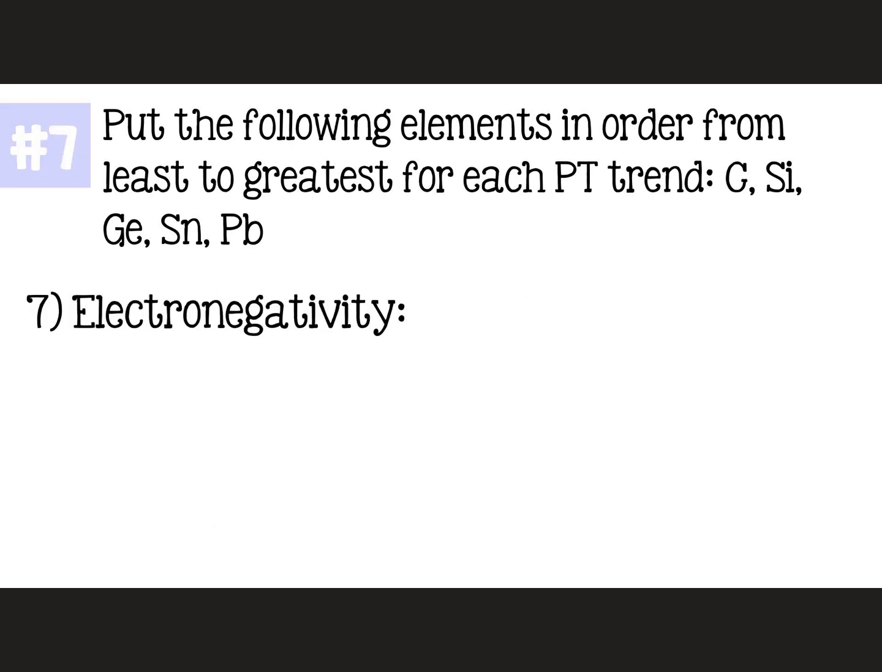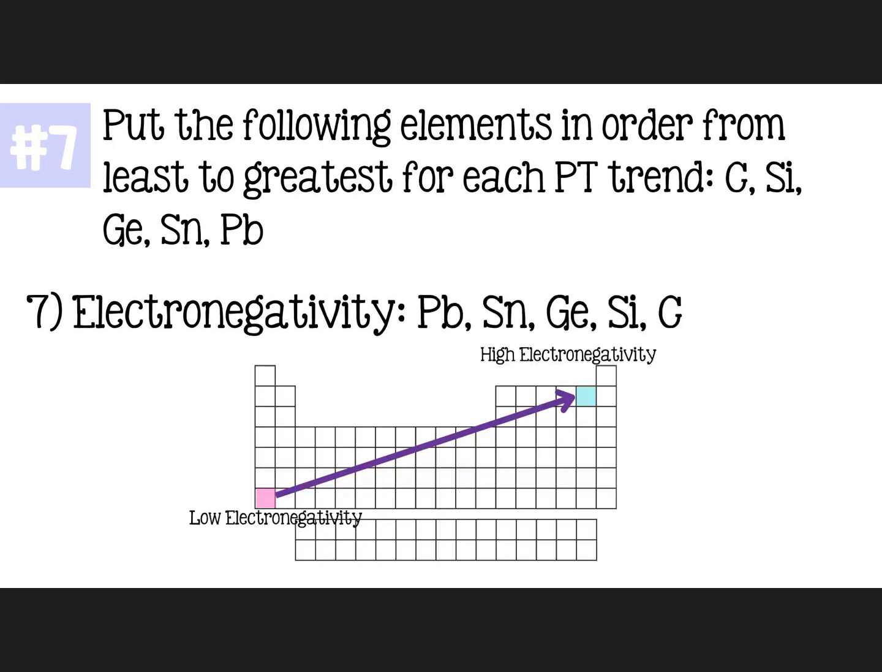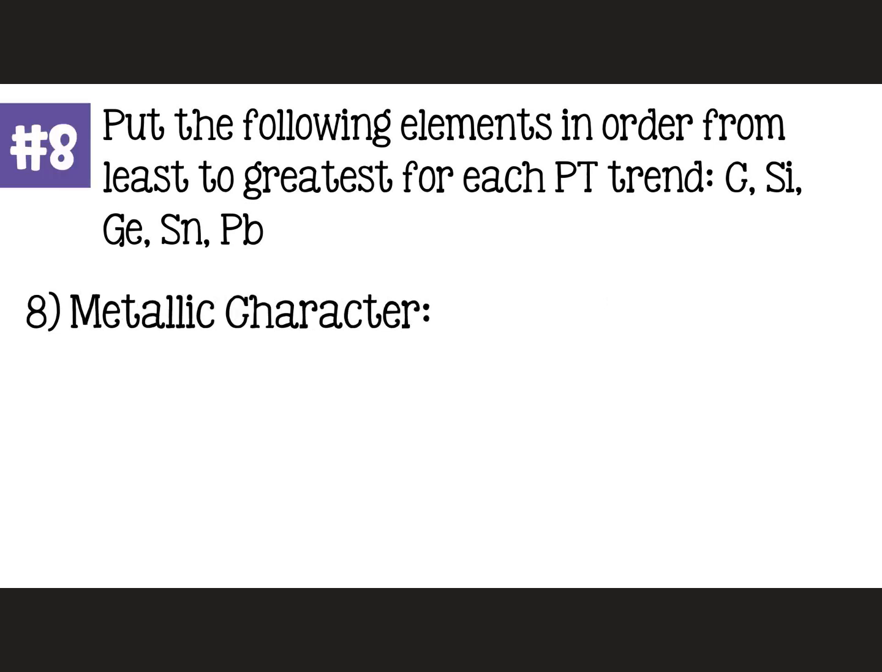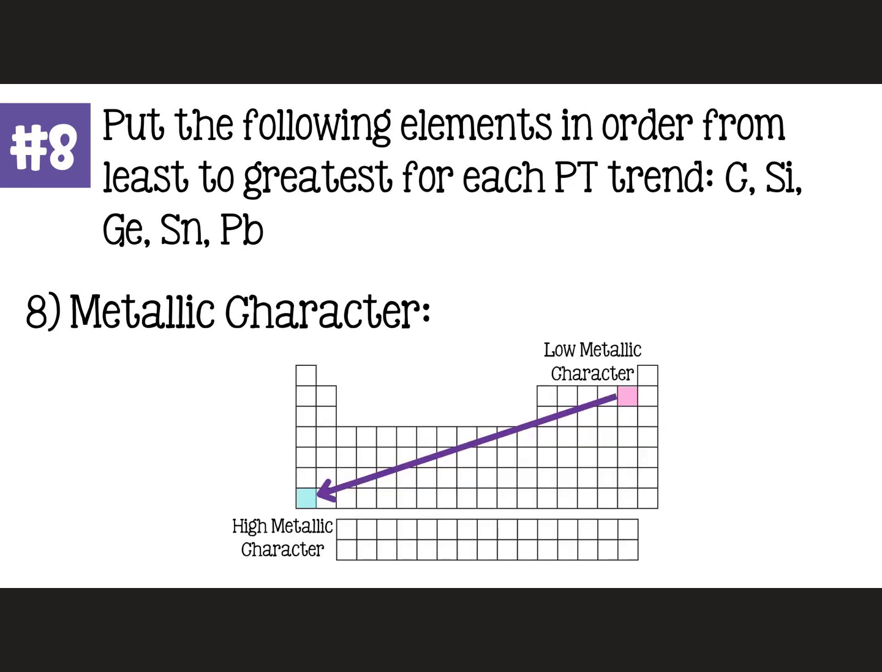Electronegativity follows the same trend as ionization energy, so we're going to list the elements in the same order: lead, tin, germanium, silicon, carbon. Metallic character, on the other hand, is lowest at the top and highest at the bottom of the periodic table. So we're going to list the elements in order: carbon, silicon, germanium, tin, lead.